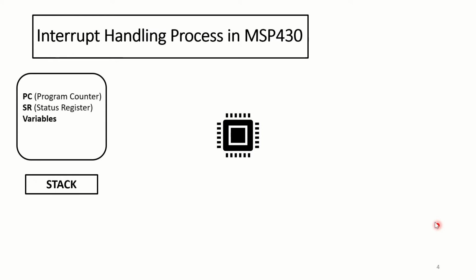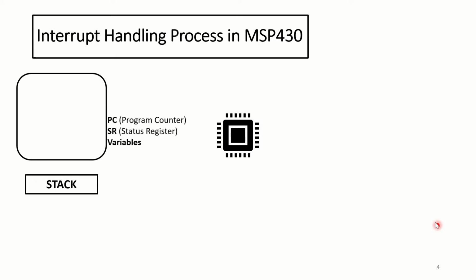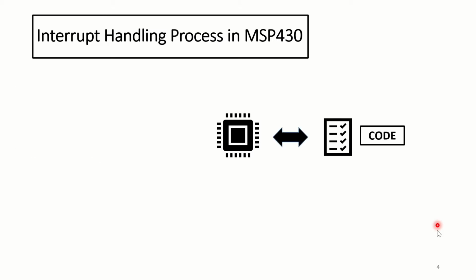After the execution of the ISR, we go out of the interrupt state. The program counter, status register, and the variables are retrieved from the stack. And the CPU continues to execute its main code from where it exited.